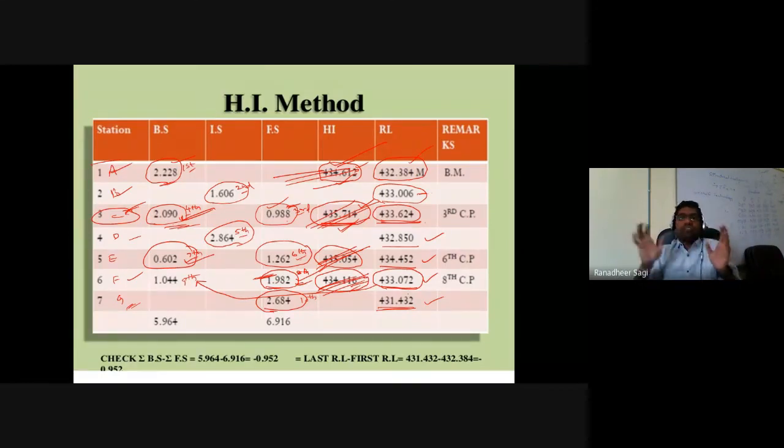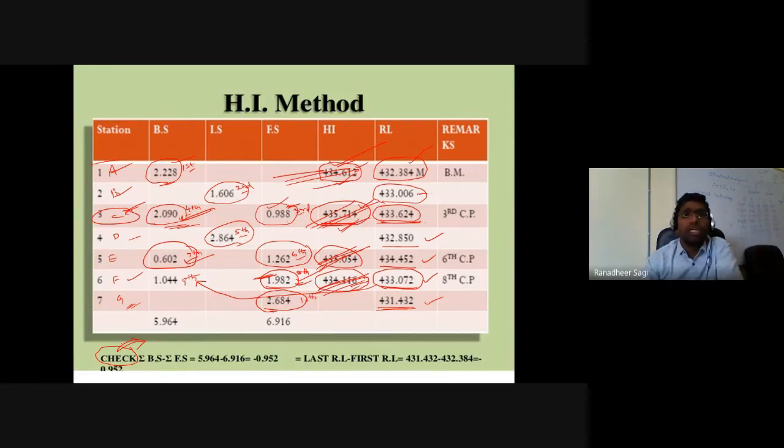Whatever we have solved, how do I know whether it is correct or wrong? How do I ensure that the RL values which I have calculated are correct? We can do that by carrying out a check, what is called an arithmetic check. Based on that check, we can conclude that the RL values calculated from the height of instrument method are correct.